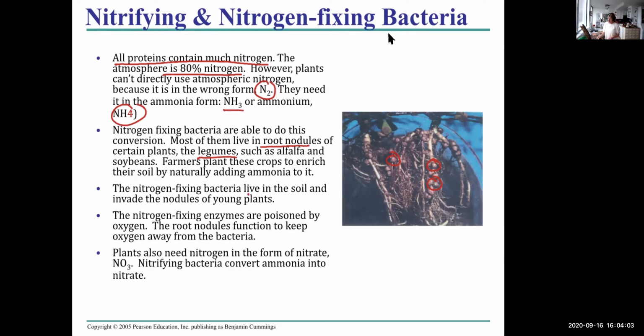They live in soil also freely. These nitrogen-fixing enzymes, however, are poisoned by oxidants. So that's why they live symbiotically with the roots, in order to remain apart from oxygen. Nitrifying bacteria can convert ammonia into nitrate, and nitrate is ultimately one of the forms plants require in order to build their own tissue and their own proteins.